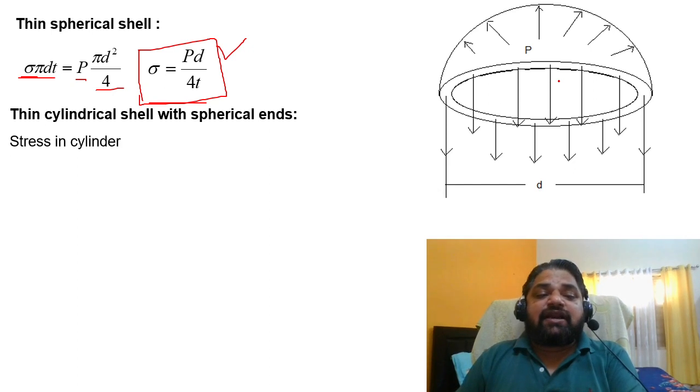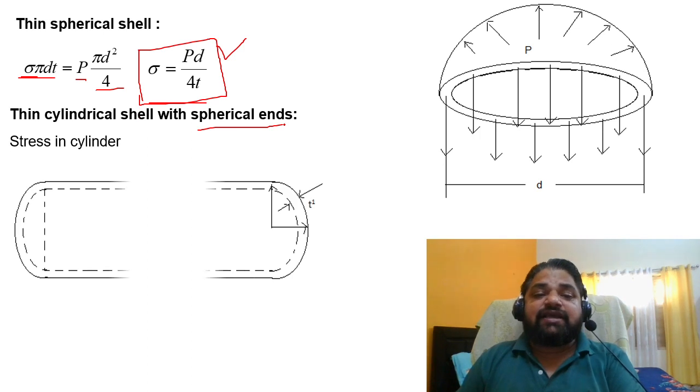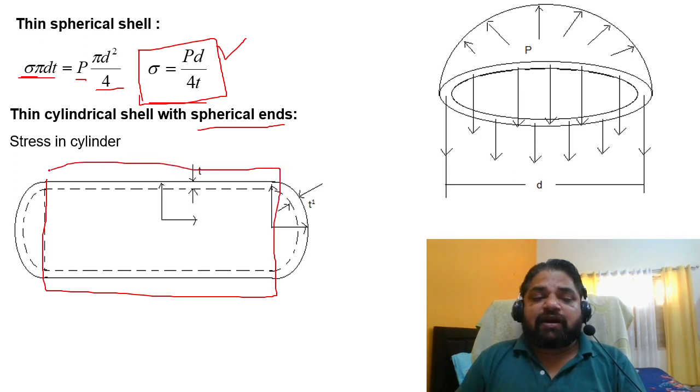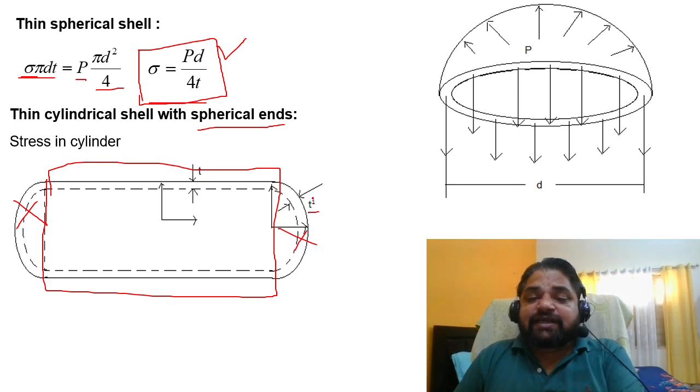Now stress in a thin cylindrical shell with spherical ends, these are most commonly utilized in any industries. Now if I see the thickness which we got for the cylindrical part, this is the dotted part which has been shown. The whole part is the cylindrical part, and at these two ends we are getting the spherical end. The spherical end thickness has been taken as t prime, whereas the cylindrical panel thickness has been taken as t.